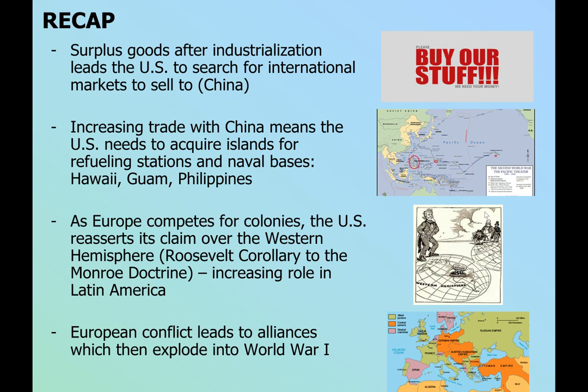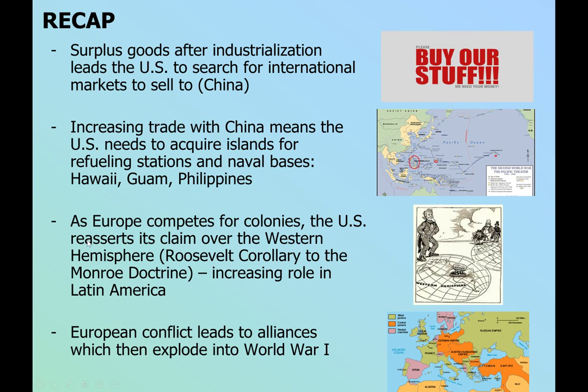Okay, so here's our quick recap. Major highlights of imperialism. Number one, surplus goods after industrialization led the United States to search for international markets to sell to, aka China, right? You can see that over here. Please buy our stuff. Okay, two, increasing trade with China meant the United States needed to acquire islands for refueling stations and naval bases, hence annexing Hawaii, Guam and the Philippines at the end of the Spanish-American War.